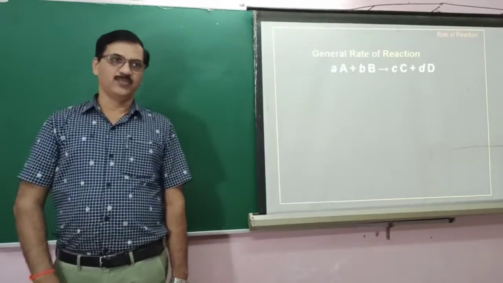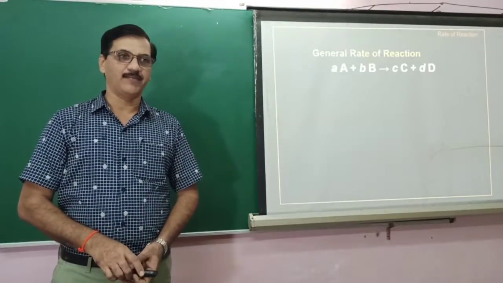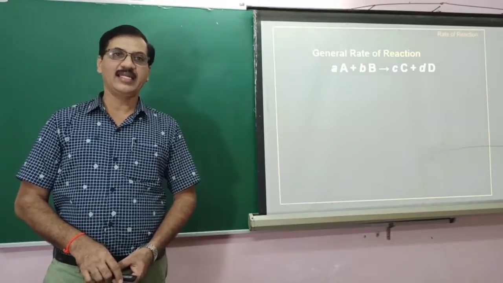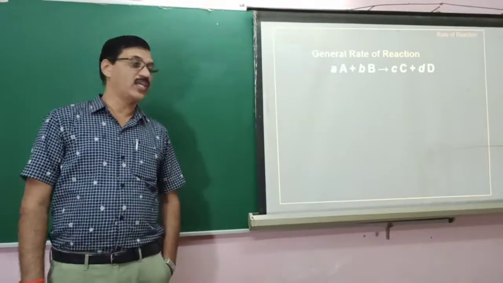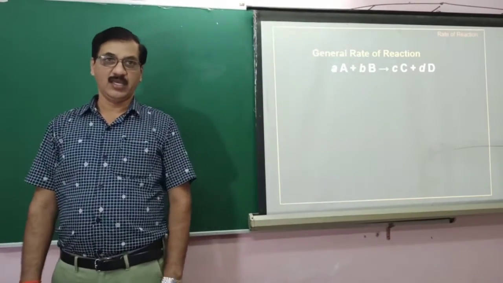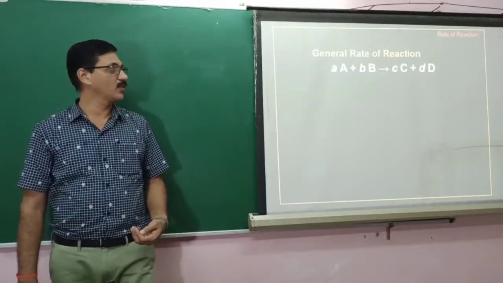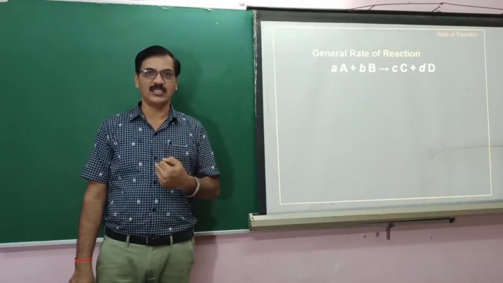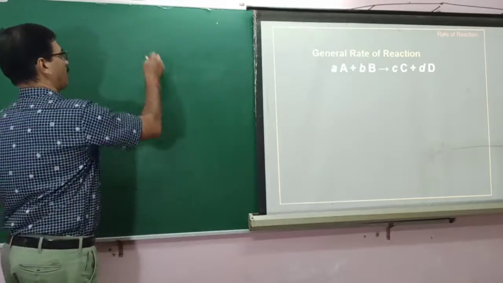Now, coming to a general reaction, a moles of A plus b moles of B giving rise to c moles of C and d moles of D, where a, b, c, d are stoichiometric coefficients. If the reaction has coefficients, then how do we give the rate expression? This is the task. Before going to the general expression, let me take an example.